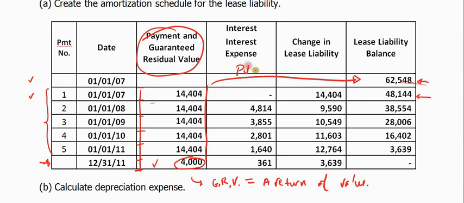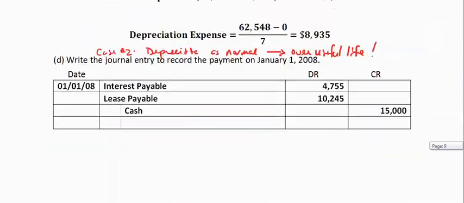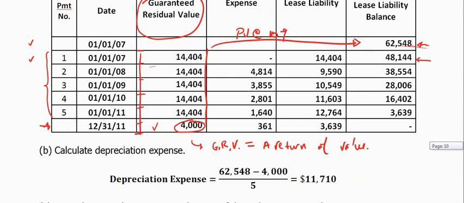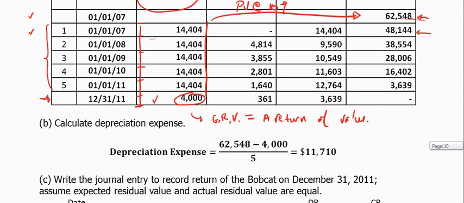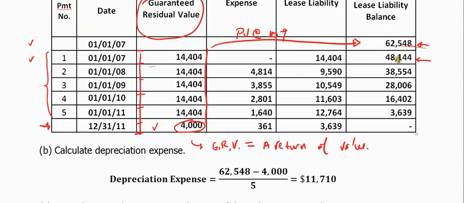The present value at 10% of all of those minimum lease payments equals $62,548. So you present value the minimum lease payments, you get $62,548. You make your day one payment of $14,404. You have $48,144. Multiply that by 10%, and there's your first interest expense amount.